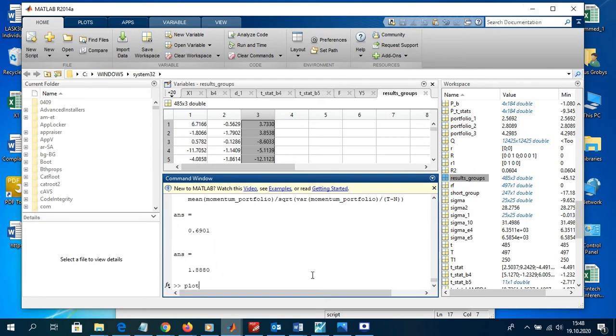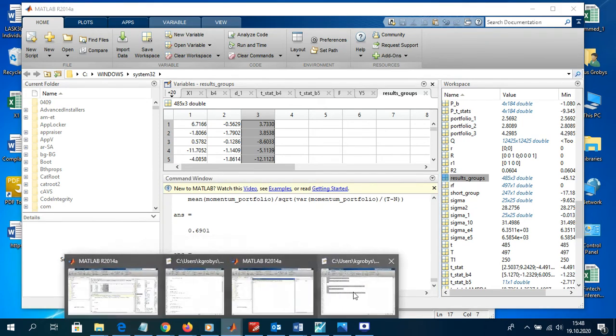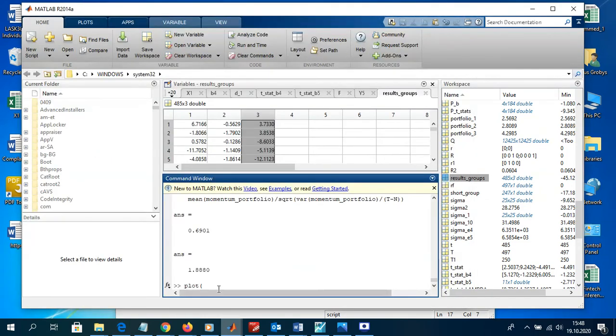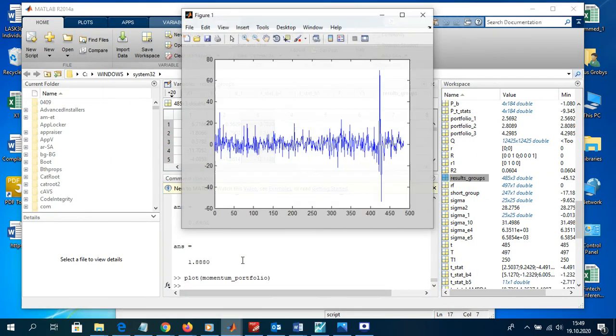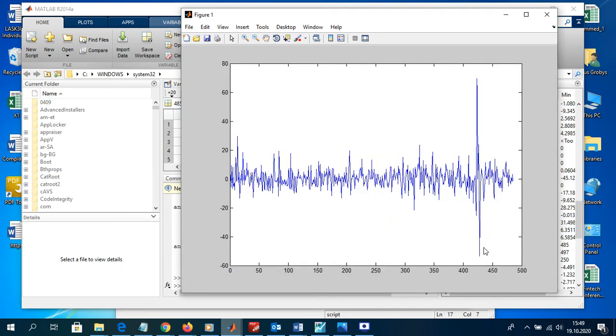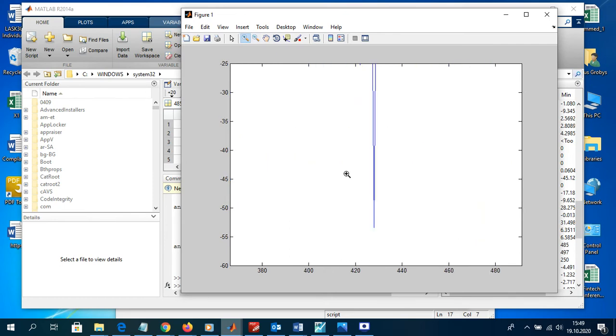Again, we can plot the payoff, and it will probably look very similar. We have a high volatility during the financial crisis period, most likely. Yeah, exactly. And this is what is called the momentum crash, which happened in the wake of the financial crisis. There was a month where the payoff was almost minus 60%. Yes, it was around minus 55% negative payoff.